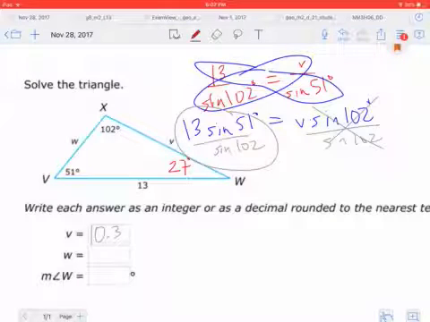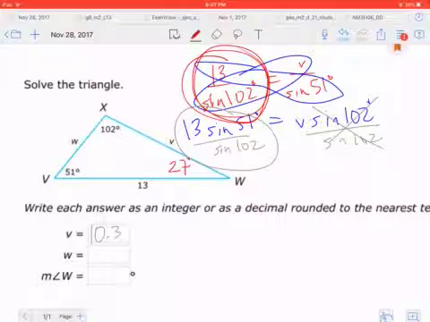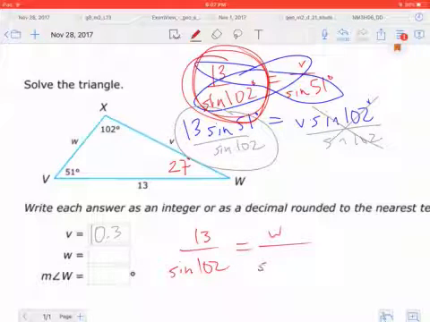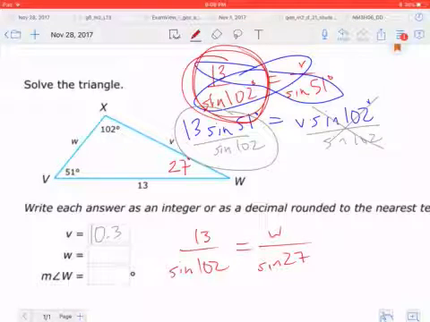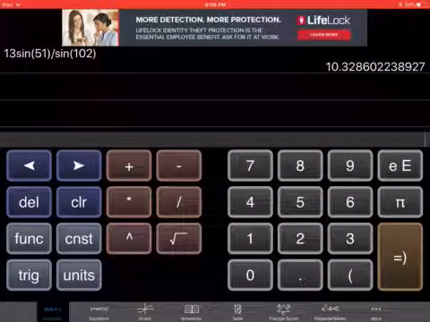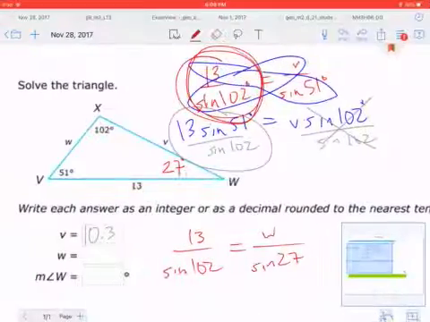Now, we've got to do law of sines again to get side W. Well, make a wise choice here. We might as well go up here and use this again. 13 sine 102 equals, and then the W's. So side W over sine of 27. This way you're not using anything rounded. If we go use the V's with the W's, then we're going to use this 10.3, which we rounded. And if you do that, don't use 10.3. Use like this whole number, 10.328602 or something, just to make it really accurate and precise.